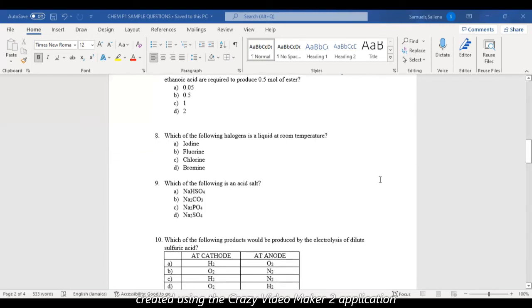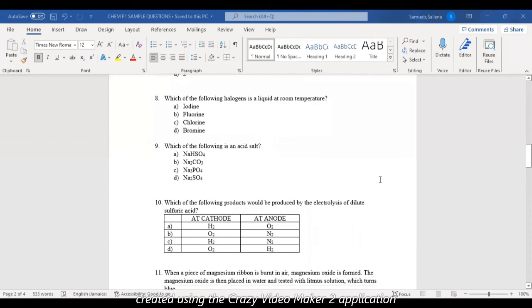Moving on to question 8. Which of the following halogens is a liquid at room temperature? The answer is bromine. Yes, bromine is a liquid at room temperature. Moving on, which of the following is an acid? Is an acid salt, sorry. The answer is A, sodium bisulfate. Yes, sodium bisulfate.